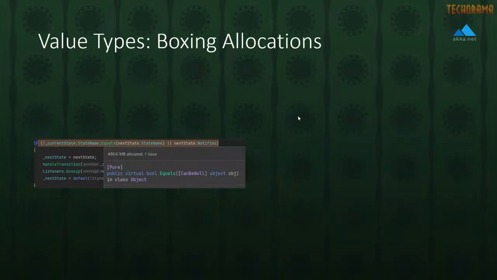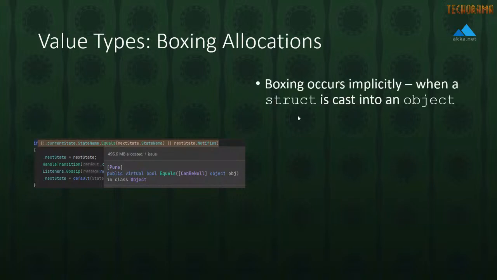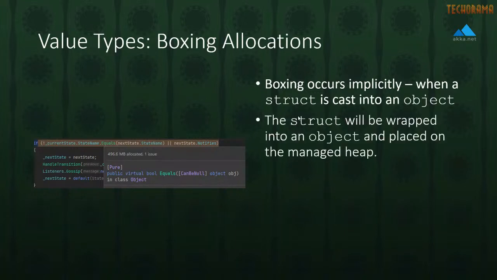One is that you can accidentally run into what we call boxing allocations. I just explained a minute ago, boxing occurs implicitly when a struct gets cast into an object, and that can happen in really subtle ways. What happens is that the struct gets wrapped into an object and placed on the managed heap. So even though you thought you were getting all these cost savings from having value types, they're really still being treated as reference types somewhere in your code.